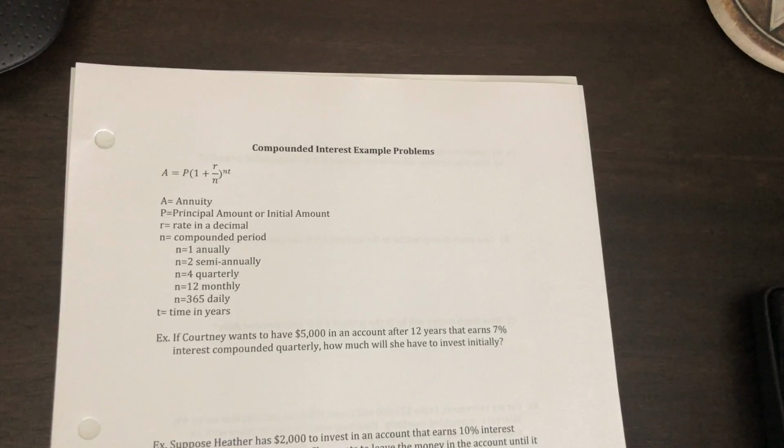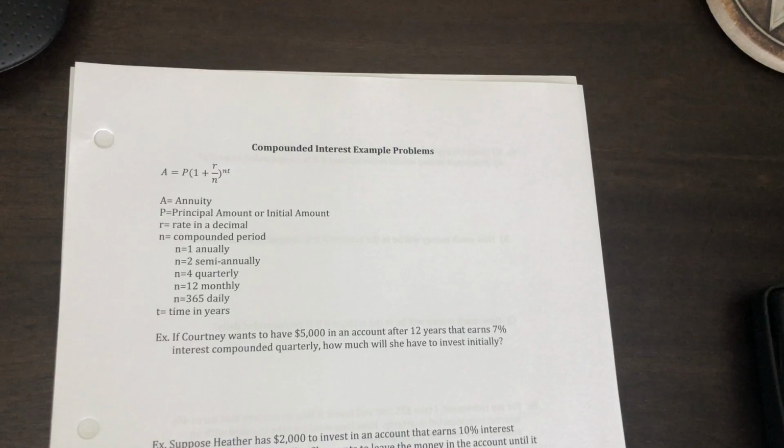Okay. So A is called the annuity. So that's what something's going to be worth after a period of time. So if I put some money in a bank account that grows at some interest rate, that is what the annuity is. The P is called the principal or initial amount. Your R is your rate, your interest rate in a decimal. N is the number of terms or compounding periods. So for annual interest, N is equal to 1, semi-annual is 2, quarterly is 4, monthly is 12, daily is 365.